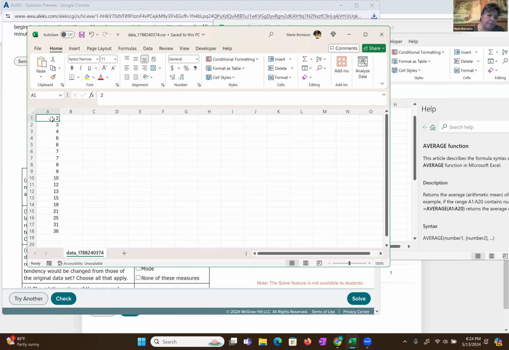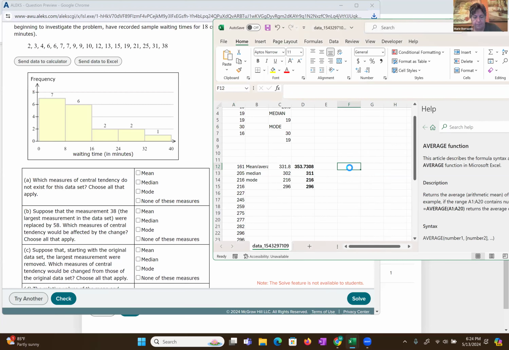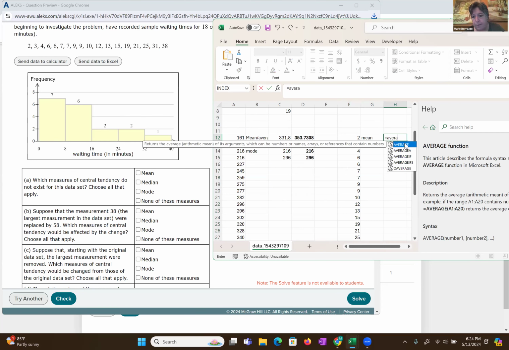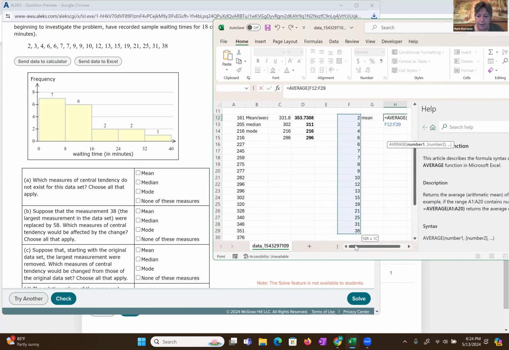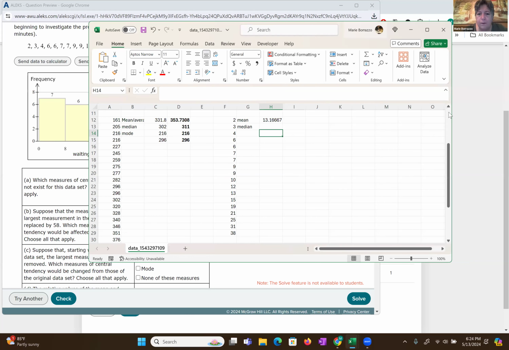Okay, so here's our data. I'm going to put it over here on this side. You're going to find the mean, which is the average. So in this case, go equals average. Hold it down and highlight it. And there's the number. All right. The next number is going to be the median. Equals median.